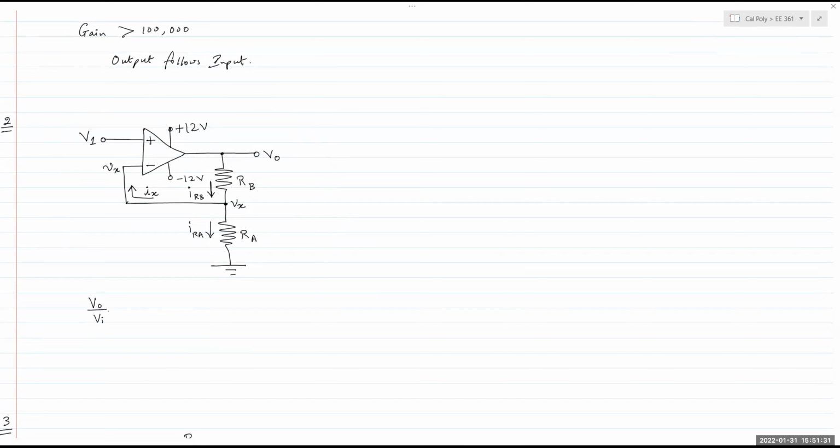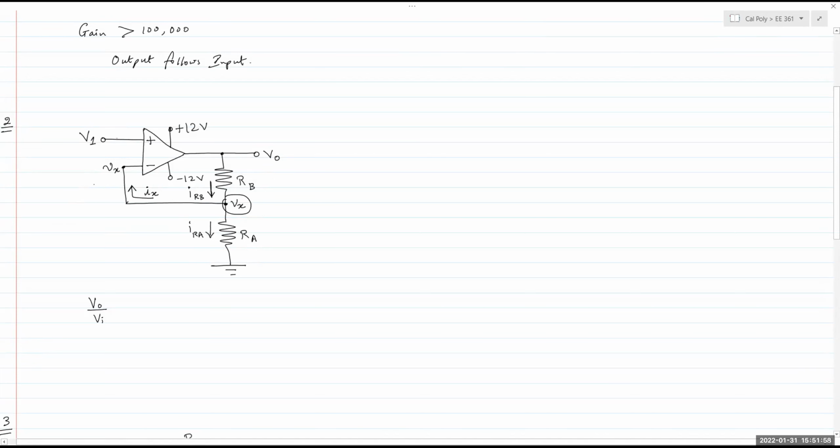VI is, of course, the inputs going here, which is V1 minus Vx. So I've labeled the voltage at the inverting terminal as Vx. An inverting terminal is connected here at this node right here on the right. So that's Vx. There's a feedback going into the negative terminal from the output via RB and RA.